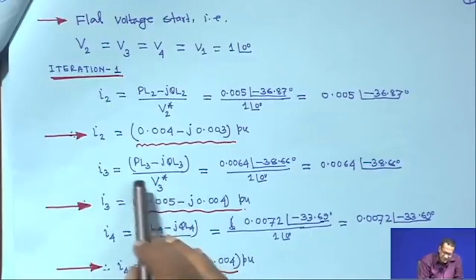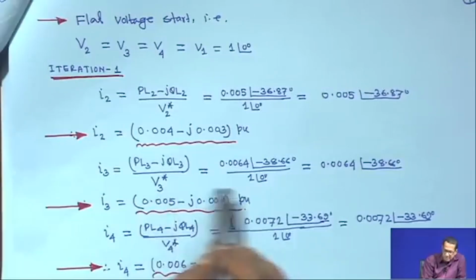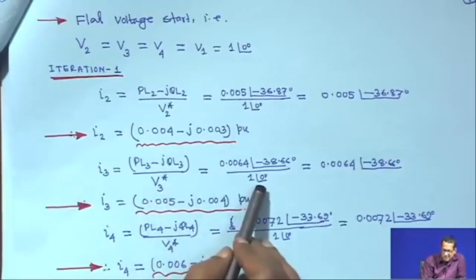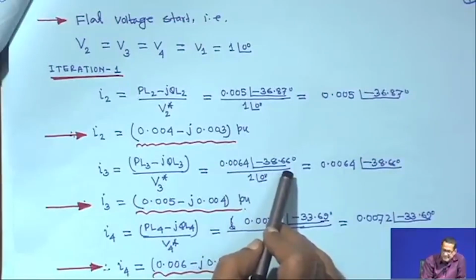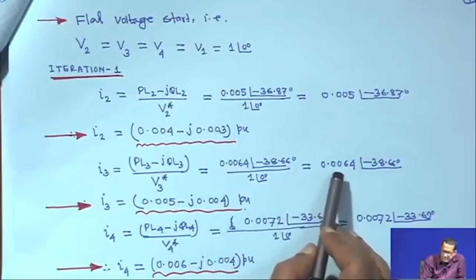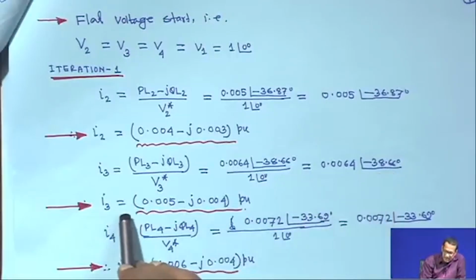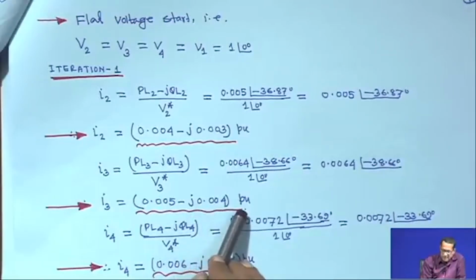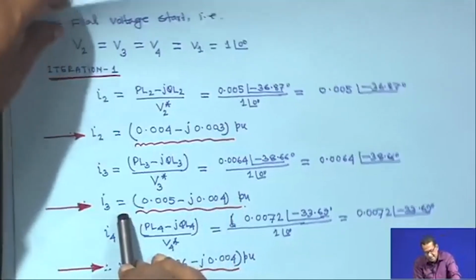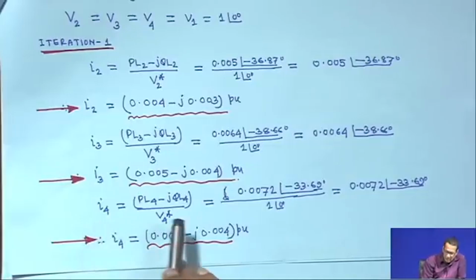Similarly, at node 3, I3 is equal to PL3 minus jQL3 upon V3 conjugate. Anyway, it is a flat voltage start, so voltage is 1 angle 0, right, and 0.0064 angle minus 38.66 degree. So, I3 is then 0.005 minus j 0.004 per unit. This is the load current at node 3. Similarly, load current at node 4, small I4, is PL4 minus jQL4 upon V4 conjugate.